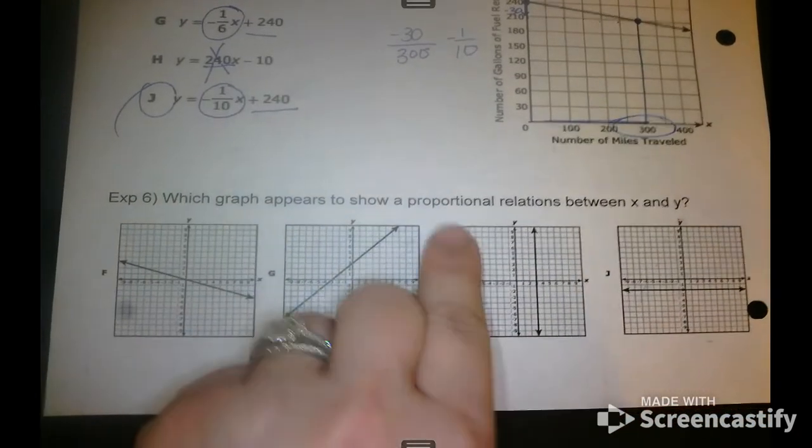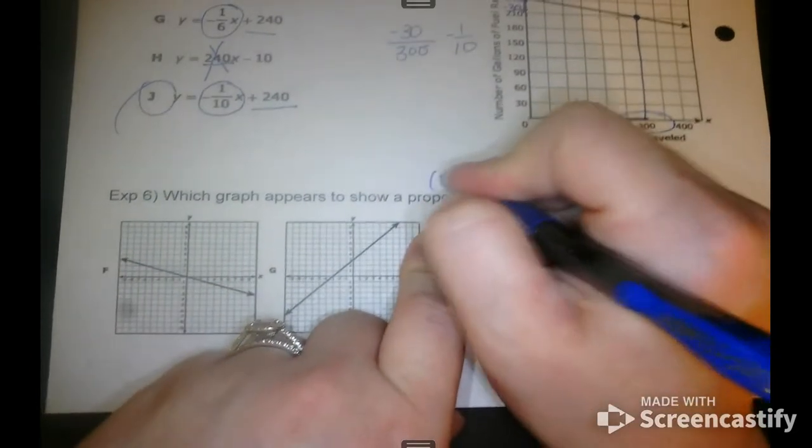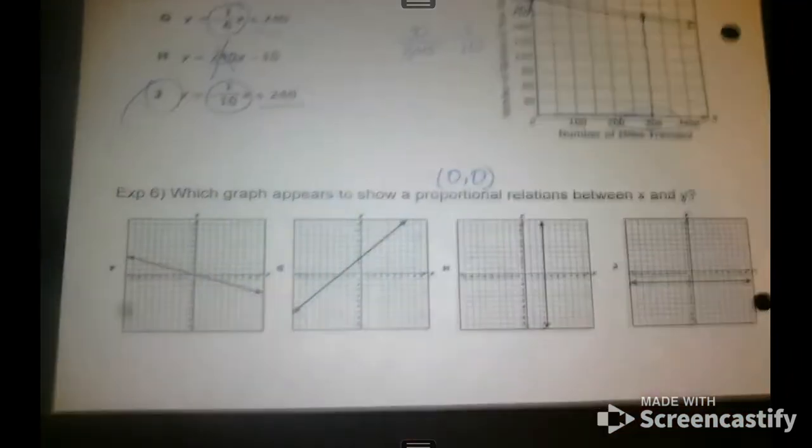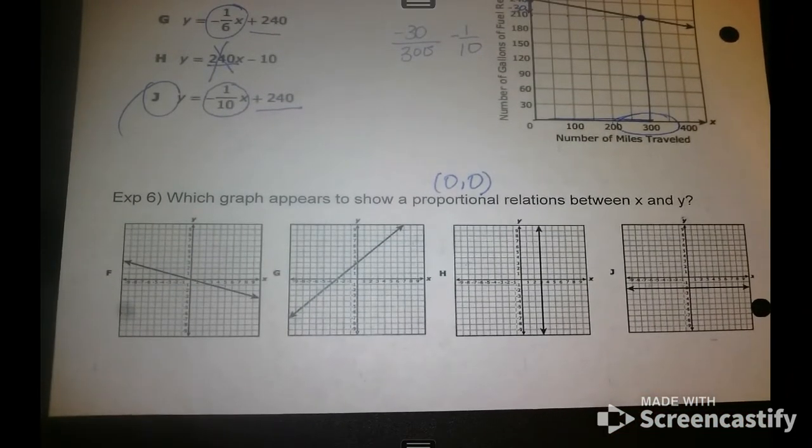I just asked this a minute ago. What does proportional mean? It goes to 0. It goes through the origin, which is 0, 0. So there is only one picture here that shows a proportional relationship between X and Y. What was it, Trey?